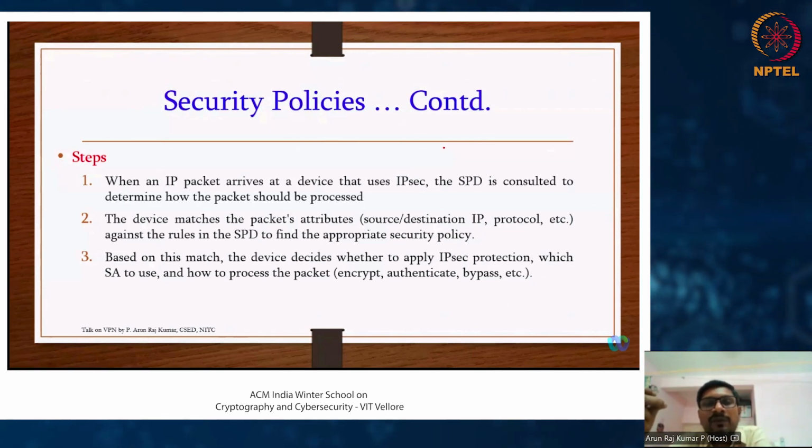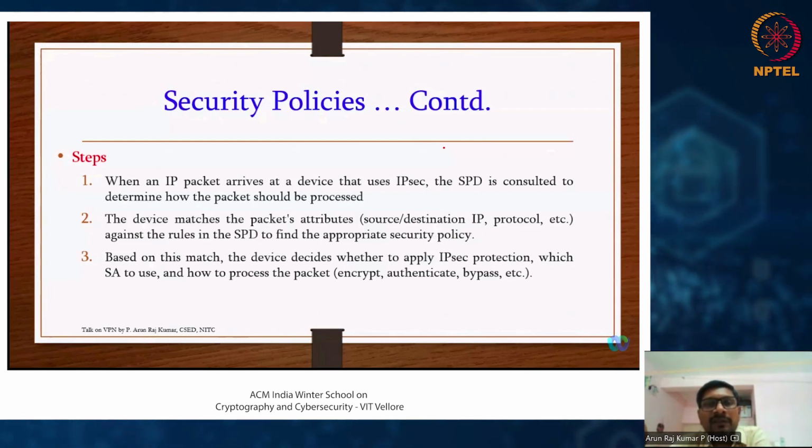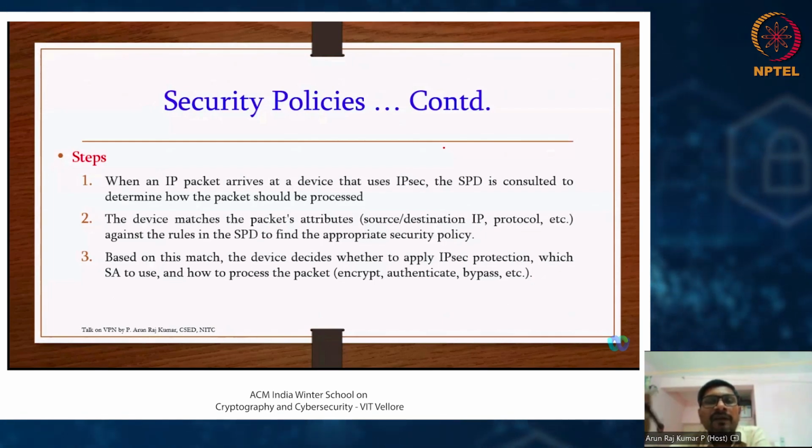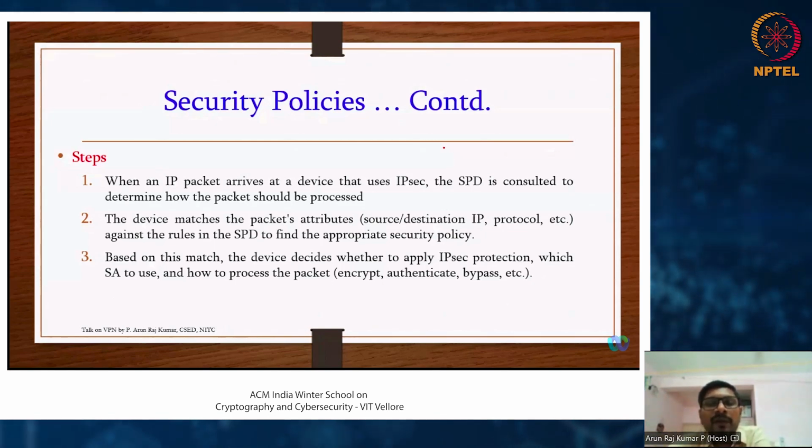So when a packet comes, we look into the destination IP header and source IP address, and then look for a match in the SPD. Is there any rule specific to this particular IP address written? If it is written, then we follow the action defined for that particular rule. Right. So this is what is done from the security policies perspective.